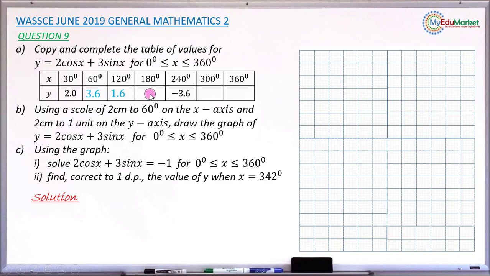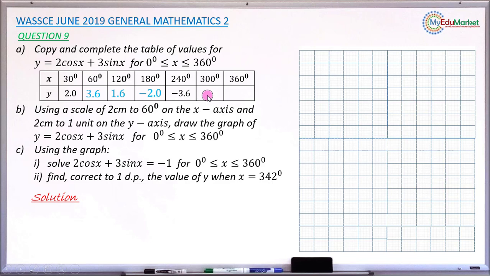Next is to find the value of y when x is 180. So replace the x by 180. That is 2 times cos 180, added to 3 times sin 180. The result is going to be minus 2.0.